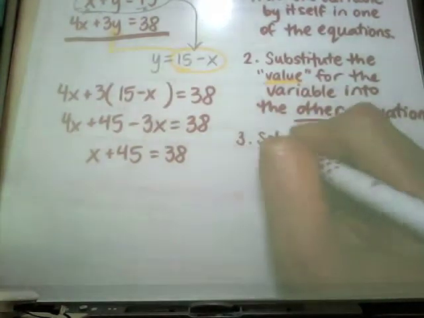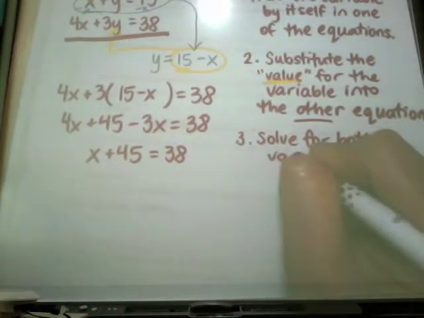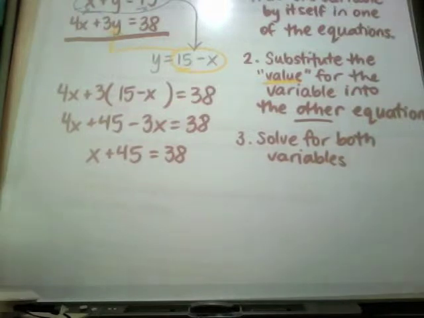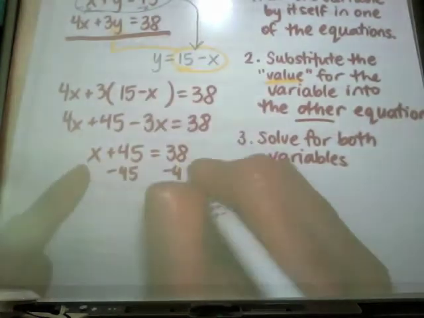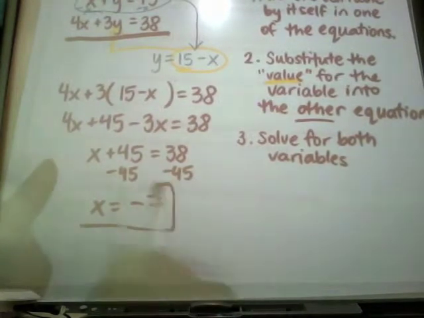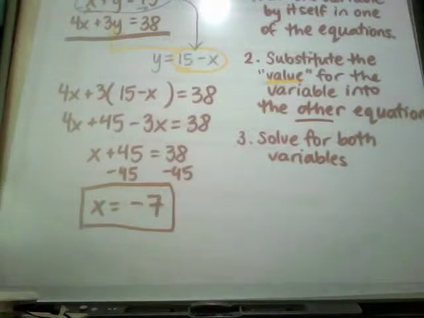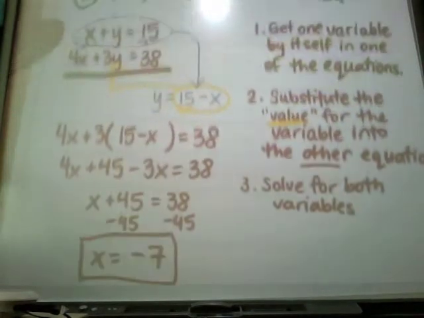So now I'll say solve for both variables is the last step. So we're solving now. We're solving for x. My last step, I subtract 45, and I get x equals -7. I'm almost done. I know x is -7. How can I find what y equals?